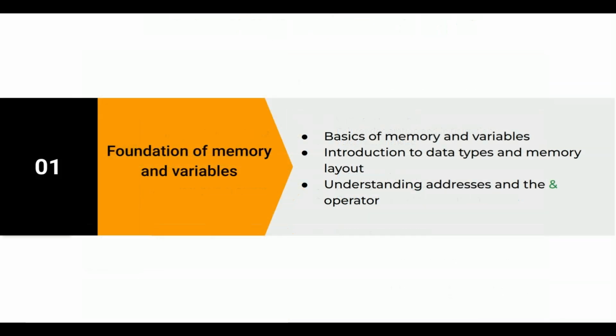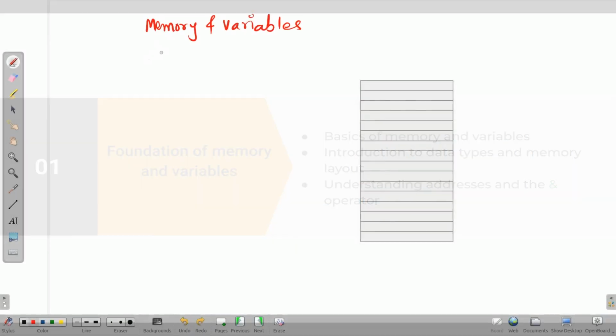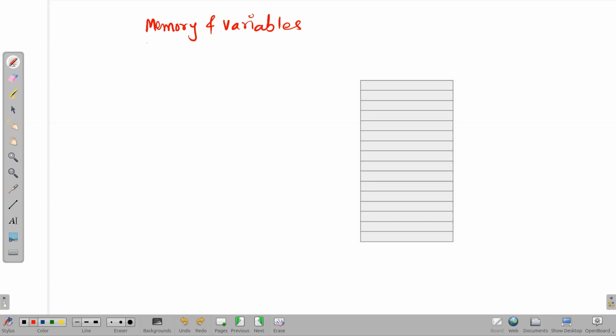Welcome to module 1 of this course. In this module, we will lay groundwork for understanding pointers by exploring the fundamental concepts of memory, variables, and addresses. These topics will help you to grasp how data is stored and addressed in C and will provide a strong foundation for upcoming sessions. Let's begin by understanding memory and variables.